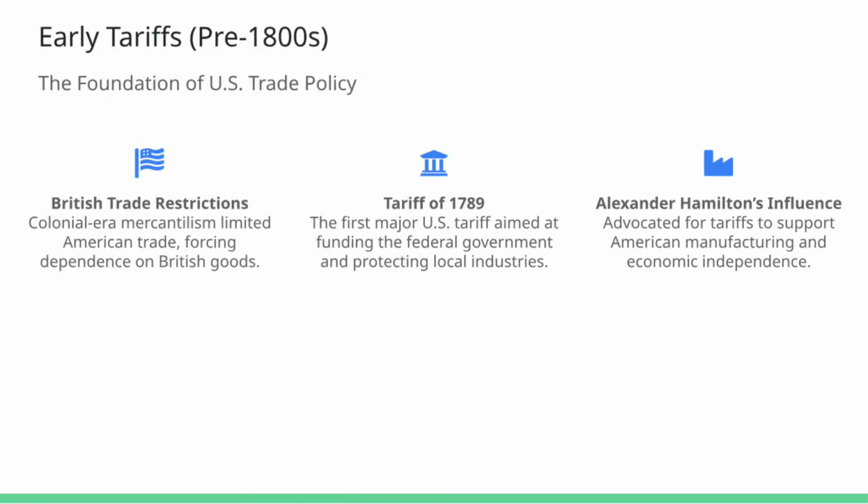Before America was even its own country, trade policies were already a source of tension. Back in the colonial era, Britain controlled trade under a system known as mercantilism, which, in simple terms, meant that American colonies weren't allowed to trade freely with other nations. Instead, they were forced to buy and sell goods exclusively with Britain. This meant high prices, limited economic freedom, and, you guessed it, frustration among American merchants.